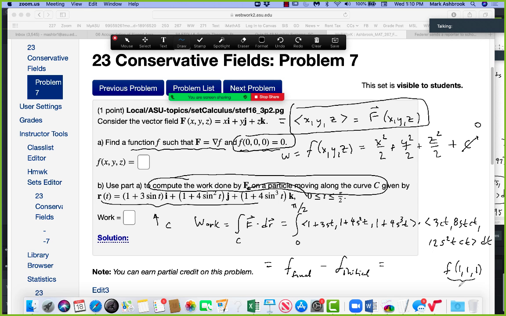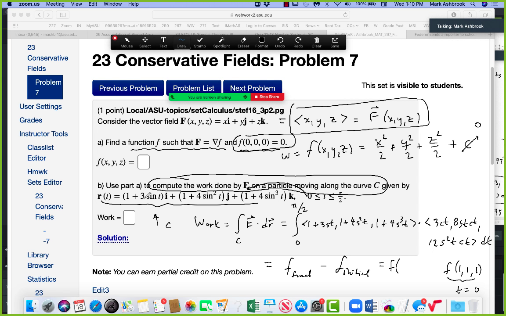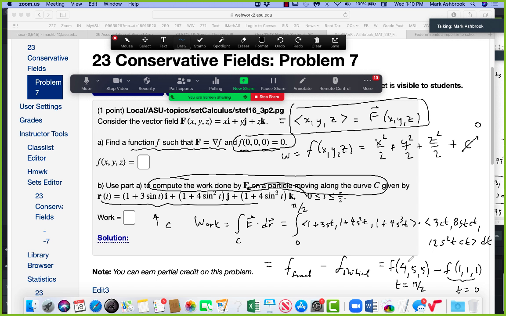So this is for t equals 0. And then when t is pi over 2, what do we get? Pi over 2 makes sine 1, so this will be 4, 5, and 5. So when t equals pi over 2, we get the x, y, z point 4, 5, 5. When t equals 0, we get the point 1, 1, 1.